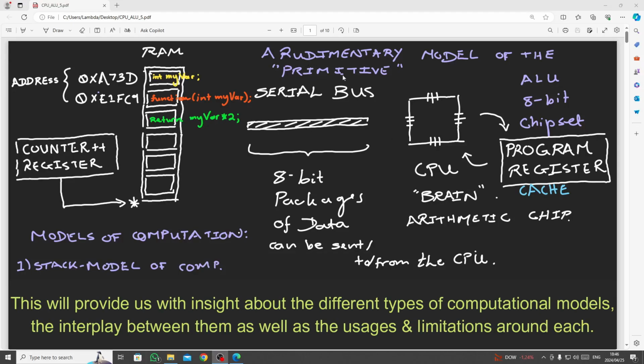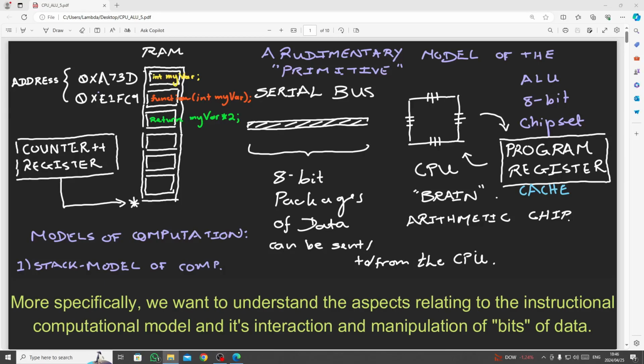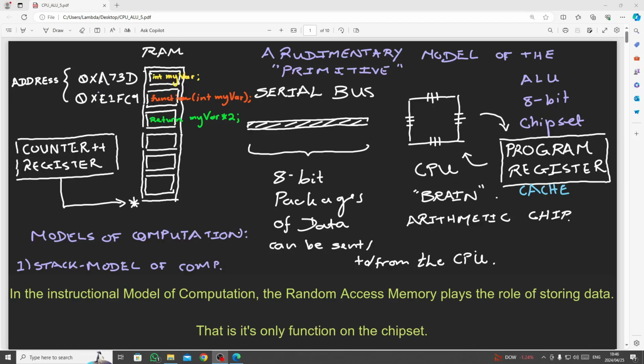This will provide us with insight about the different types of computational models, the interplay between them as well as the usages and limitations around each. More specifically, we want to understand the aspects relating to the instructional computational model and its interaction and manipulation of bits of data. In the instructional model of computation, the random access memory plays the role of storing data, that is its only function on the chipset.